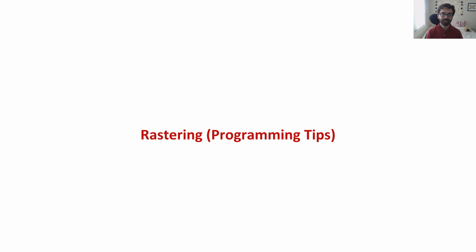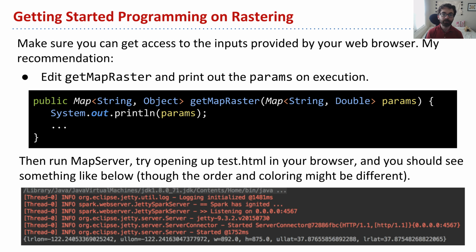Don't you worry. So, last bit, rastering. So in terms of the programming tips for rastering, I've already kind of mentioned a lot of this, but make sure that you can get access to all of the inputs that the web browser is providing. So my recommendation was printing out the parameters, as we saw, and then opening up test.html and seeing that this stuff gets printed out. So one student in particular found that with map.html, he could not get this stuff to print out, but it worked for test.html. And that means that that student now has a concrete place where they can work on their code, and hopefully we'll figure out why map.html wasn't working in a little bit.